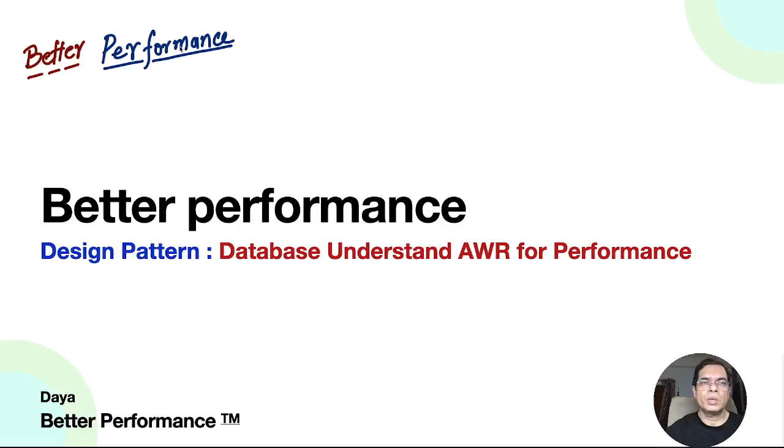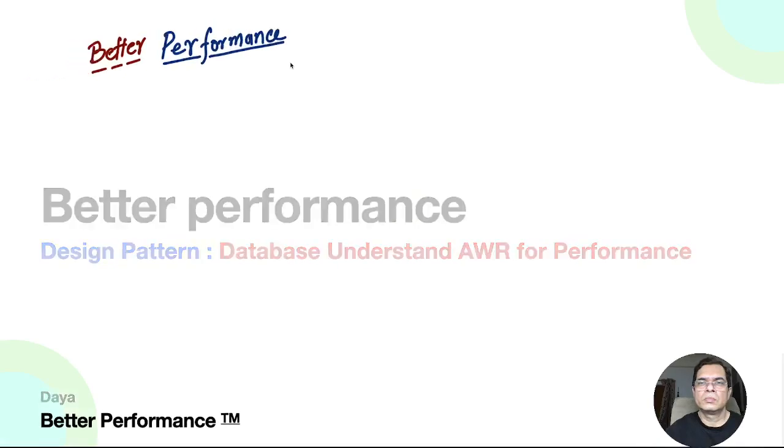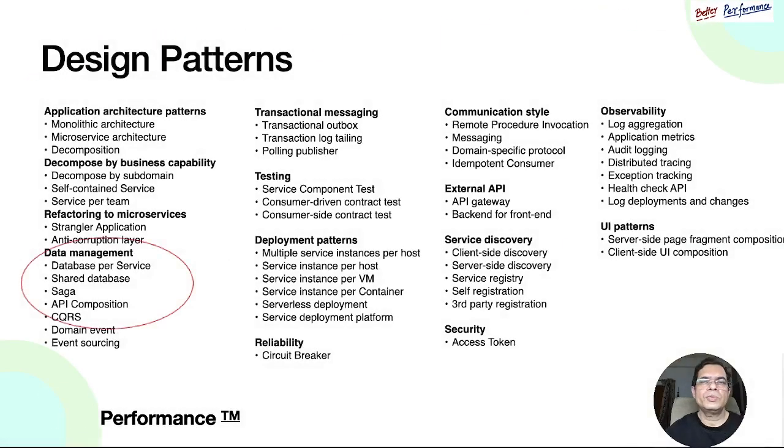In this episode, we are going to discuss another design pattern, that is database. Since all the episodes are dedicated to performance, we will understand how we can read AWR for performance. As you have seen in the design patterns here, we have already discussed that we have multiple design patterns like data management. So we will discuss this portion of the database.